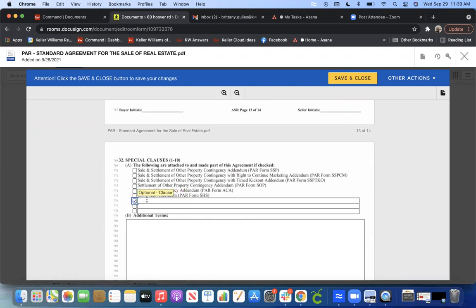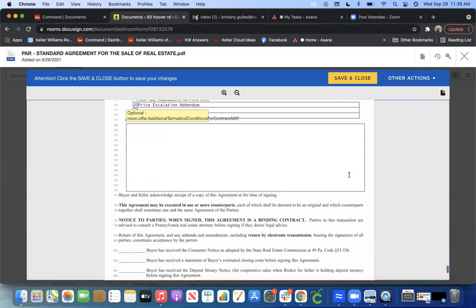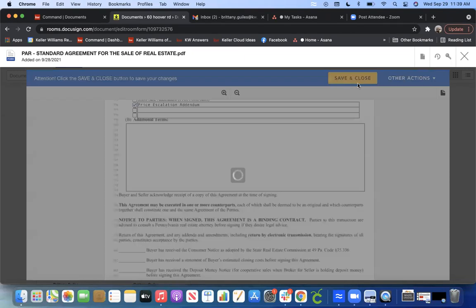And then in here, you would just type escalation addendum. And this indicates to the seller and the listing agent and the closing attorney that there is a price escalation addendum that should be included with this agreement of sale. So that way the purchase price doesn't have to be updated on here. It'll reflect on that addendum. And then you save and close. That is your price escalation addendum.